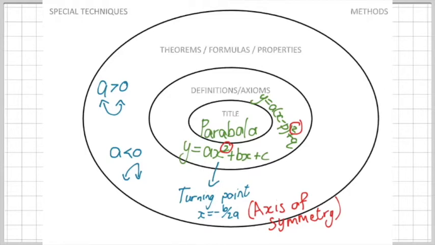Now if I've got the other form, the turning point form, I can simply read off my turning point. And my turning point is p and q. So in other words, whatever the p value was in the bracket, so if it was x minus 1 squared, then the turning point would be at positive 1. Always remember, it's always with the x value that we swap around the signs.